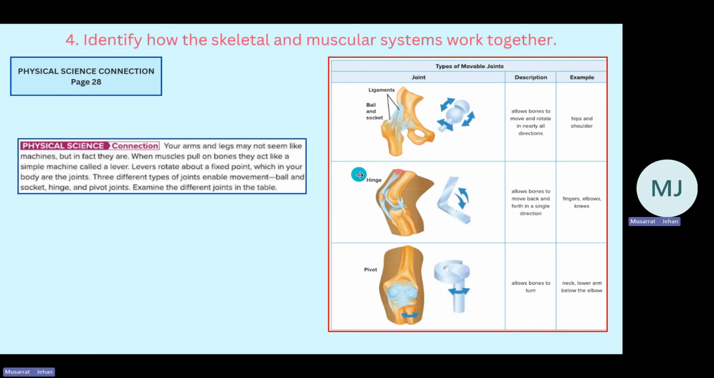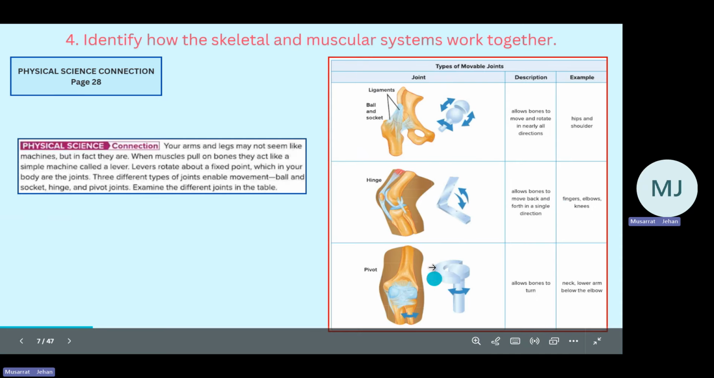Then we have the hinge joint. Hinge joint allows movement only in one direction, single direction. They move back and forth. We find this type of joint in fingers, elbows, and knees.